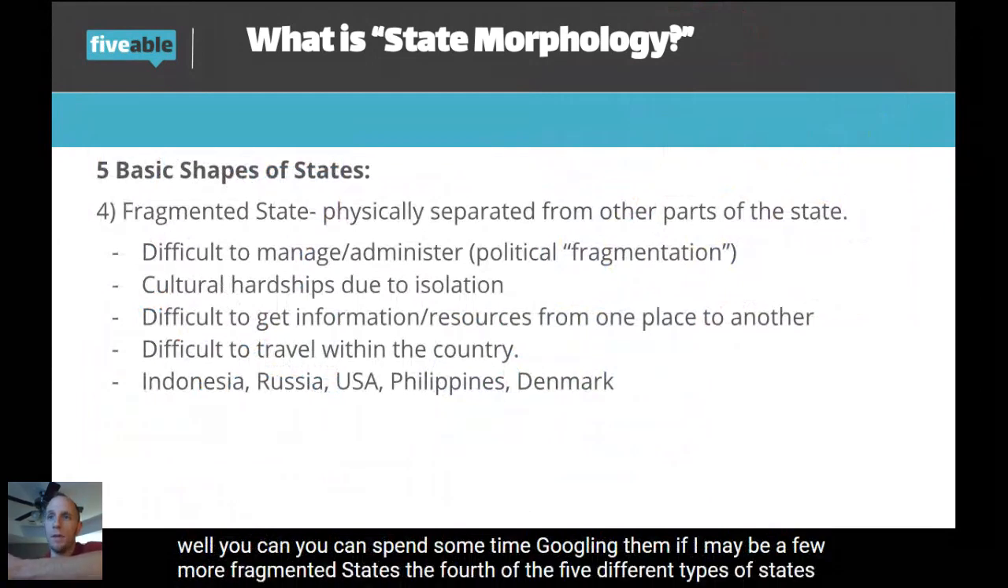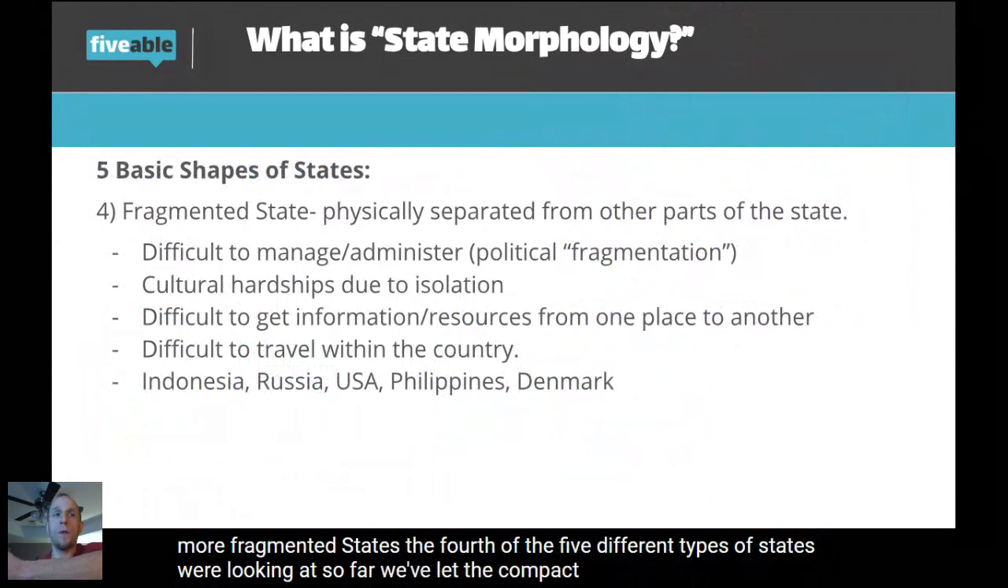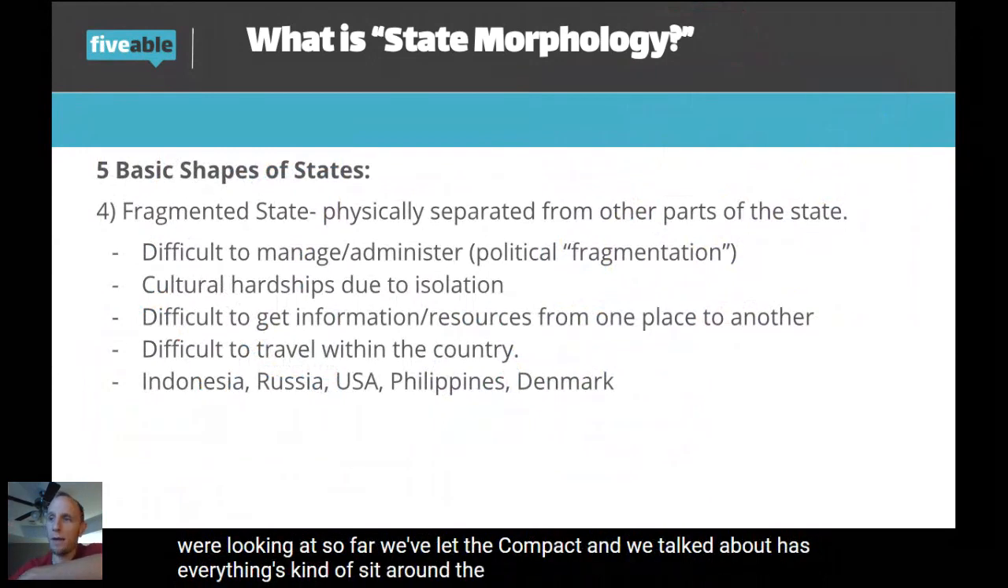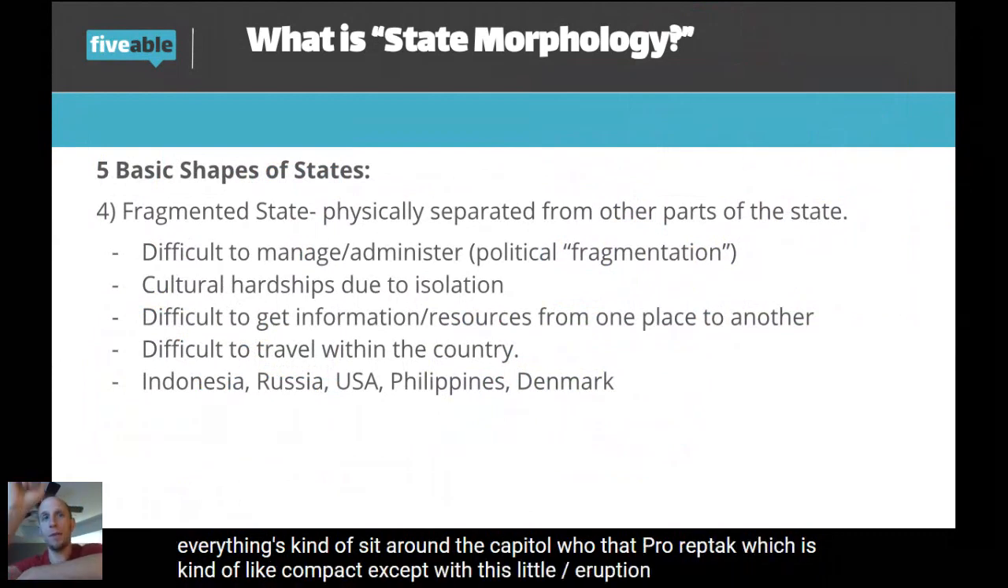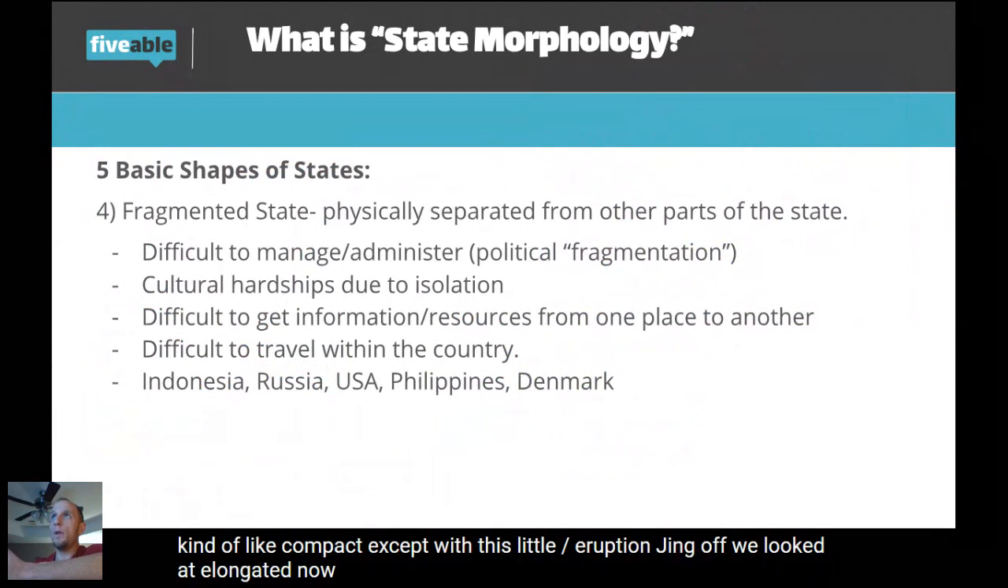Fragmented states, the fourth of the five different types of states we're looking at. So far, we've looked at the compact, and we talked about how everything's kind of centered around the capital. We looked at prorupt, which is kind of like compact, except with this little proruption jutting off. We looked at elongated. Now we're on number four, fragmented.